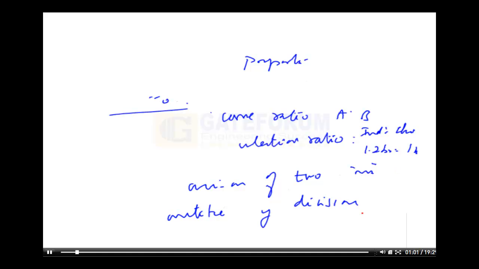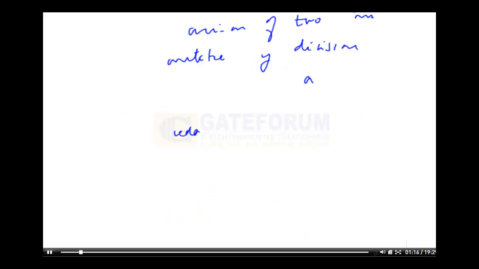So the definition of ratio is comparison of two similar quantities by division. There are two terms to the ratio, A and B. We write it as A by B. The first term is called the antecedent. The second one is called the consequent, which follows.